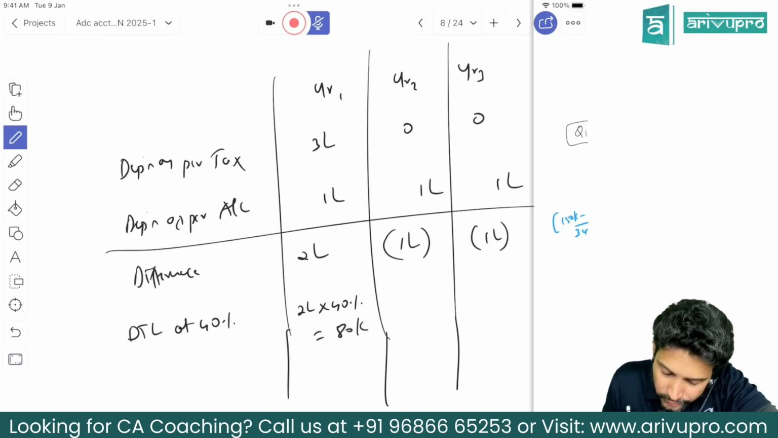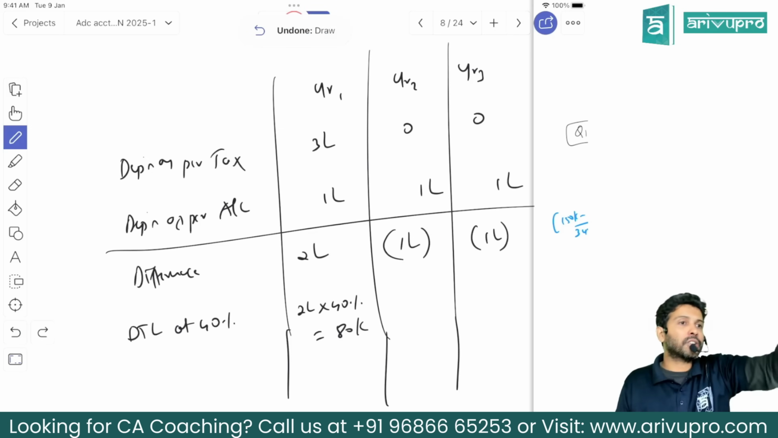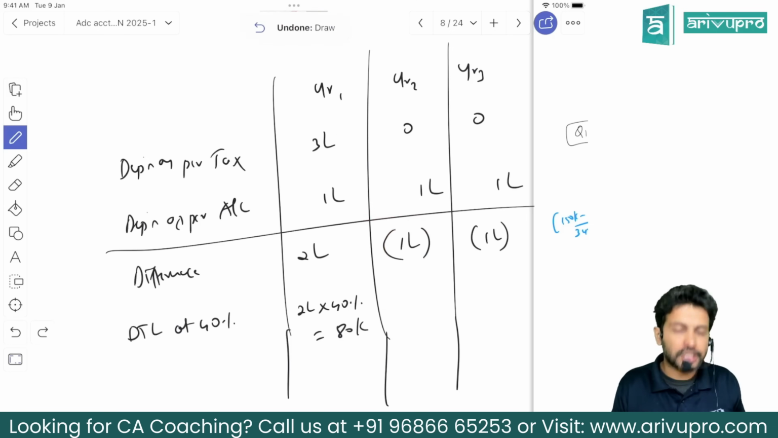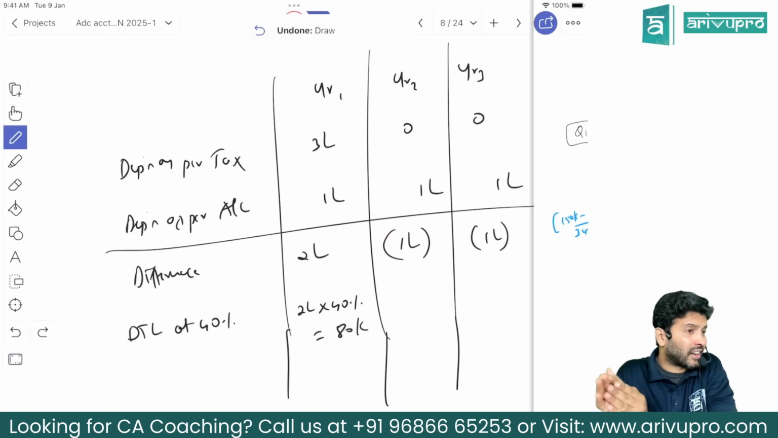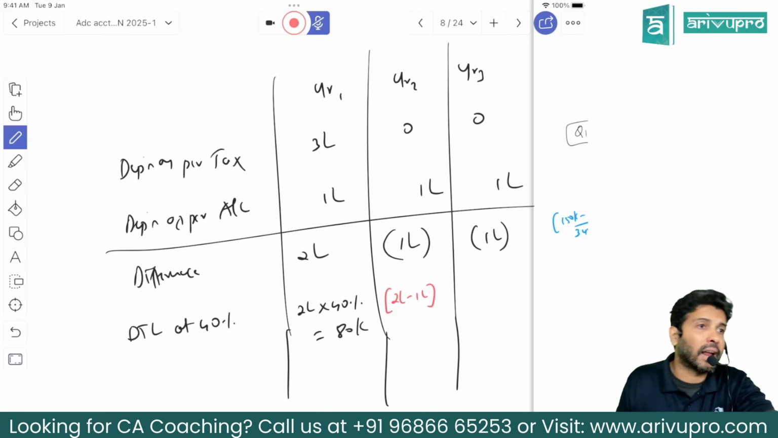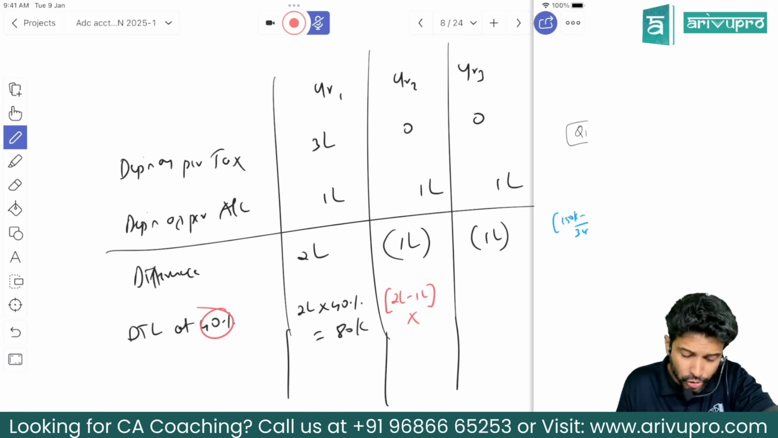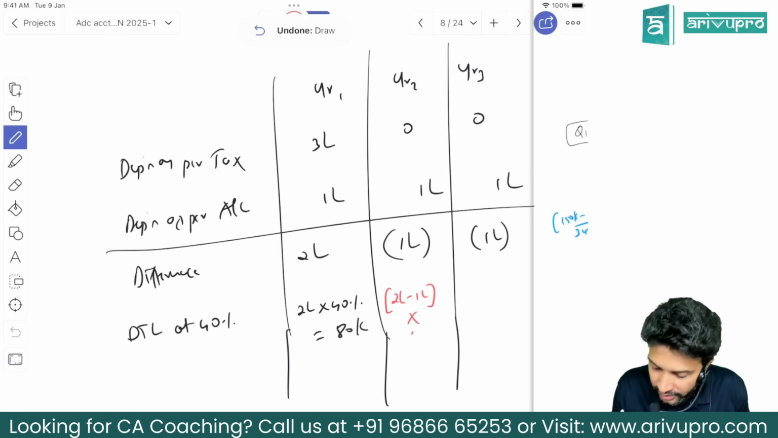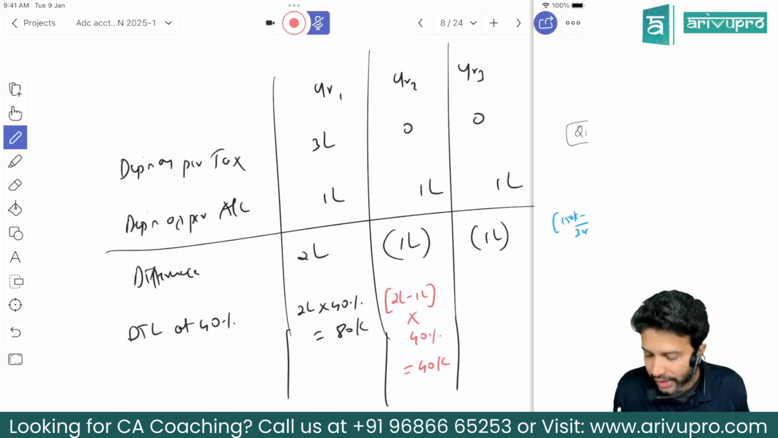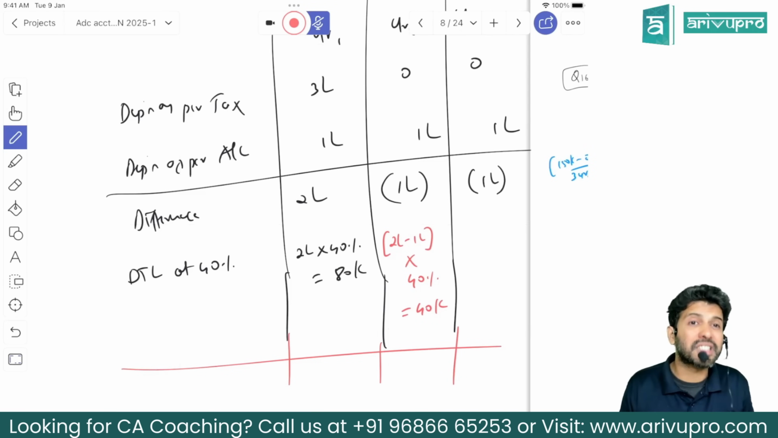Now, what was the difference in the first year? 2 lakh. How much difference has got reversed? In this, the total difference in the first year was 2 lakh. In that, how much has got reversed? 1 lakh. So how much difference still is there? 1 lakh. How do you get this 1 lakh? 2 lakh minus 1 lakh. So how much difference is still there? 1 lakh. If the difference is still there, should you have DTL? Yes. At what rate? 40%. That means how much DTL you should have? 40,000.